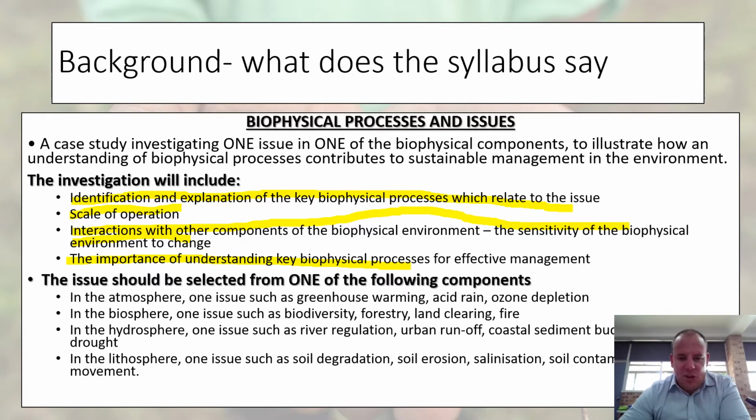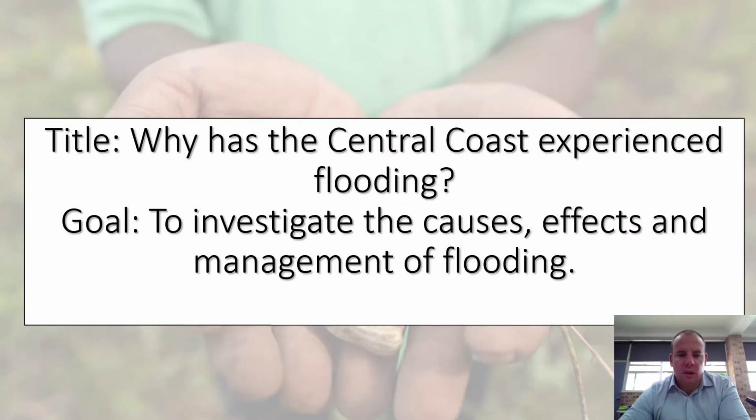The issue can be of the following components. We're just going to look at the last one, in the hydrosphere, and we're going to be looking at flooding. That's what we're going to focus on. While we're doing this assignment, we're demonstrating our knowledge of biophysical interactions and how they relate to a real life issue, and it's come directly from the syllabus. We're going to be looking at why the Central Coast has experienced flooding, and we're going to try and investigate the causes, effects and the management of flooding.